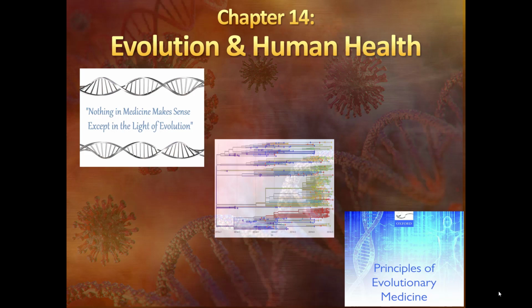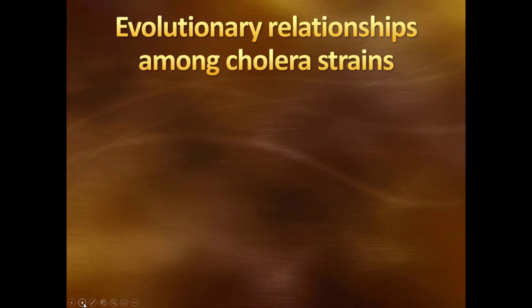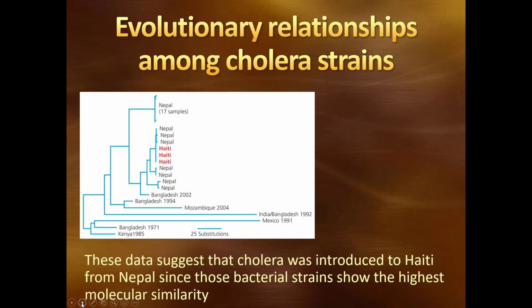In Chapter 14, we're going to take a look at evolution and human health. What is it that evolutionary biology can teach us about human health and disease? So they start off by looking at some examples. In this case, we're looking at cholera. And we're going to look at the idea that we can use evolutionary biology to help us understand these.